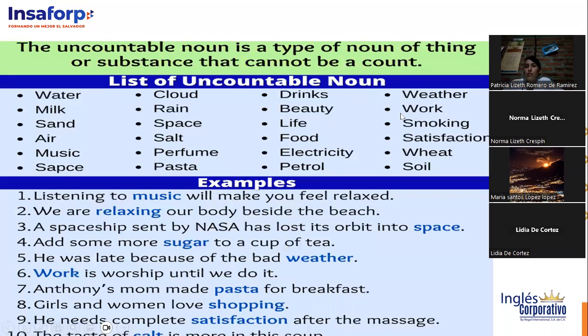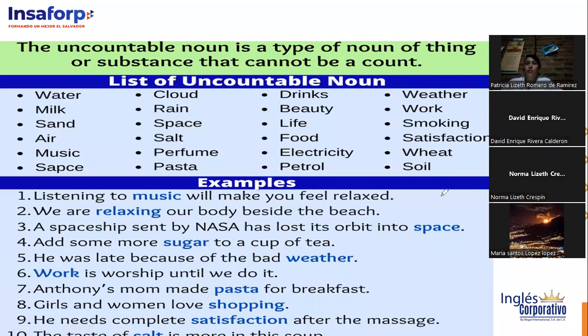For uncountable nouns, I'm going to show you the category first, and then you will be able to see some examples. Like I said before, the uncountable noun is a type of noun, a thing, or substance that cannot be counted. And there you have a category for liquids: water, milk. You also have sound, air, music, sea. You have cloud, rain, space, salt, perfume. Those cannot be counted. You also have drinks, beauty, life, food, electricity, petrol. And you also have weather, work, smoking, satisfaction, week, and soil.